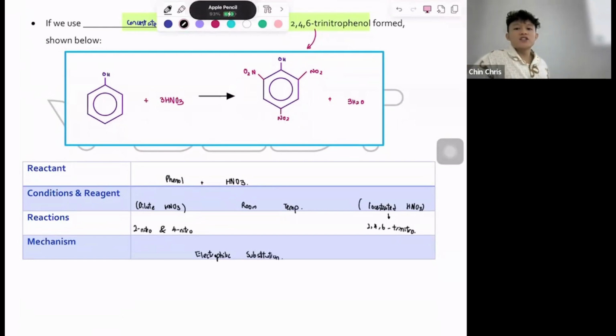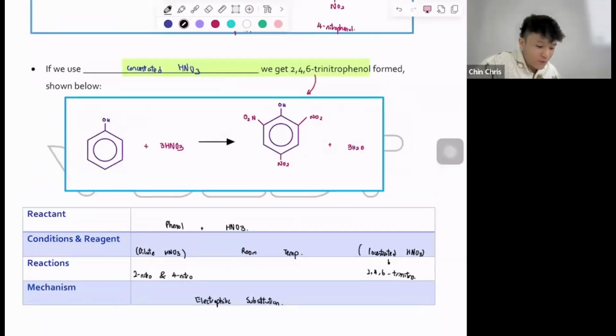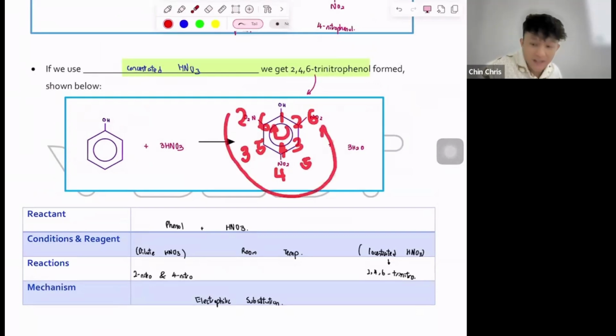Okay, I have this question. Someone said you said OH has a 2,4 directing effect, so why is it 2,4,6? Can anyone explain? They say you're wrong because you said 2,4 directing effect but you drew 2,4,6. Why? So guys, what is position 6? Position 6 is the same as position 2. You can go clockwise, it's position 6; anticlockwise, it is position 2. Understand? 2 and 6 are the same because you can go clockwise or anticlockwise.